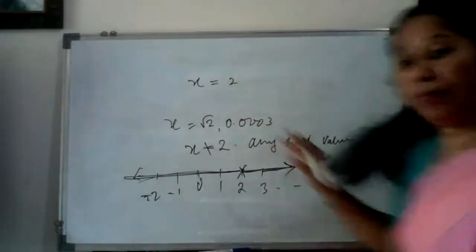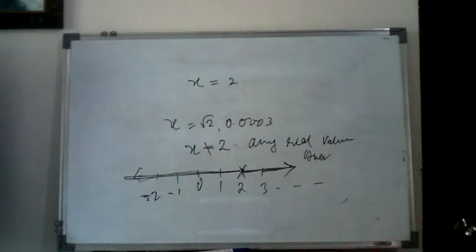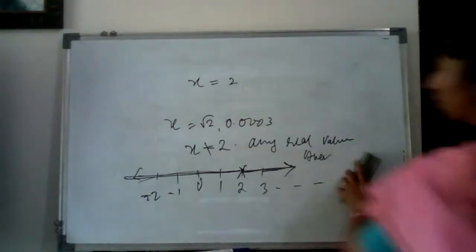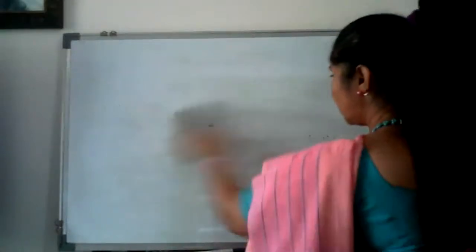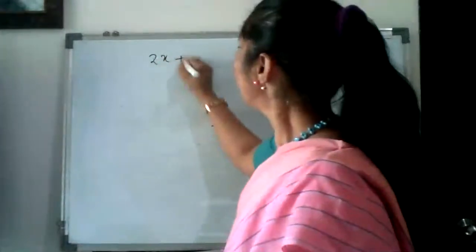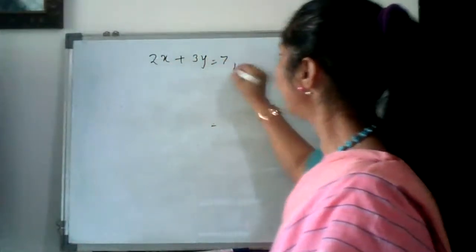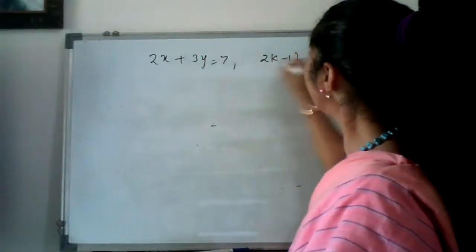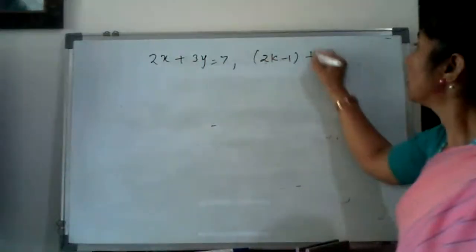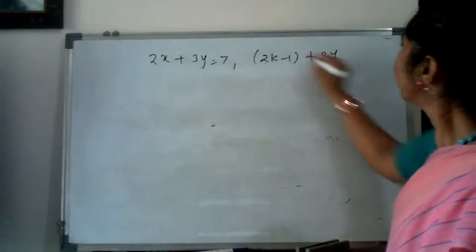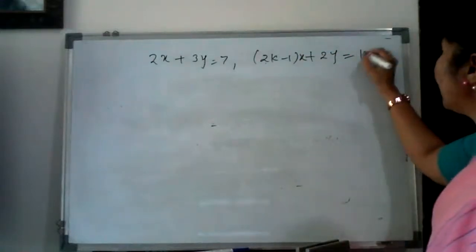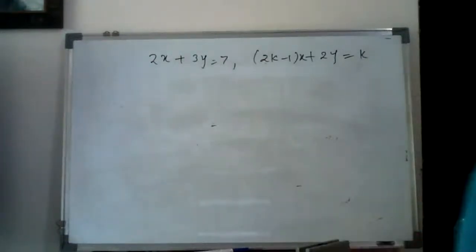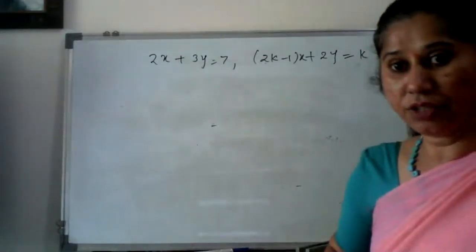Okay, and so based on this, we have the questions. Say 2x plus 3y is equal to 7 and (2k minus 1) plus 2y is equal to, say, k. So now let's find the value of k. Fine, did you get this?